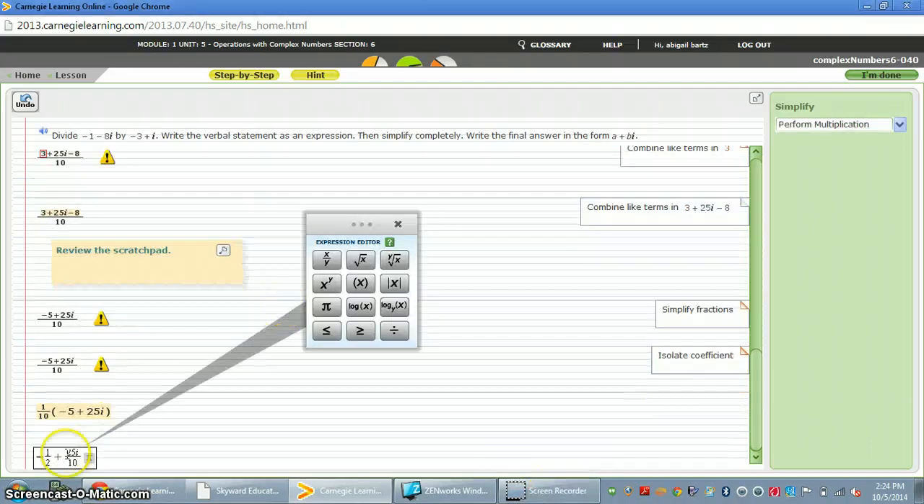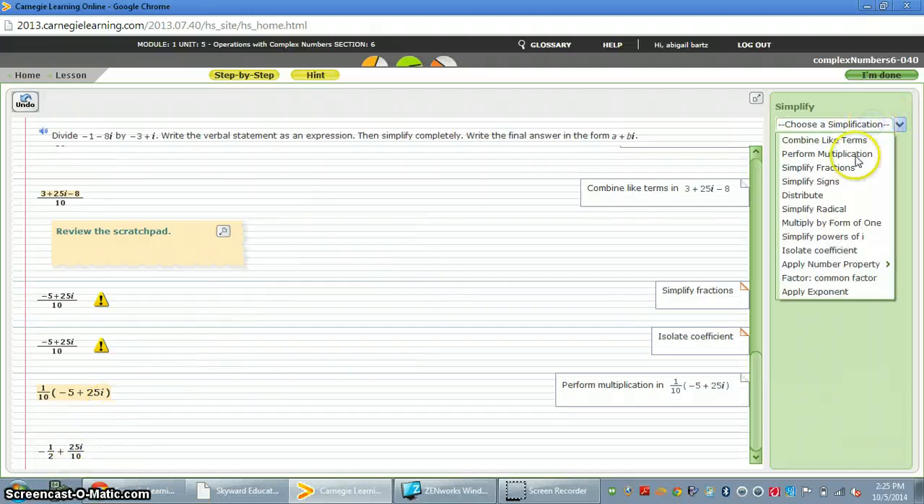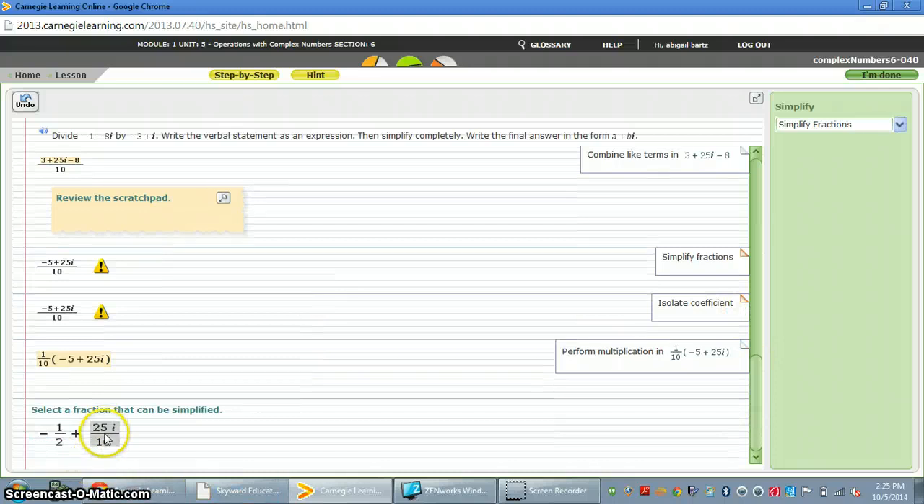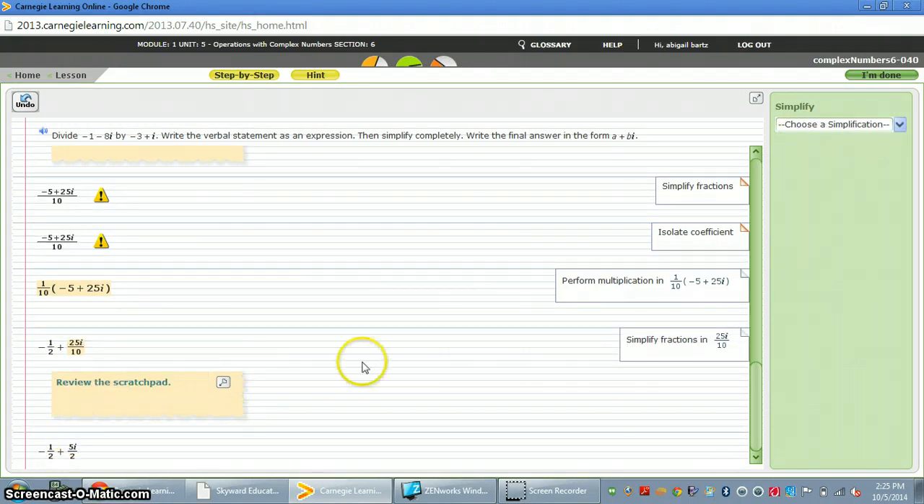So like I said, there's multiple things that we can go through and do, and I'm choosing to perform multiplication. So I know that if I multiply this times 5, I'm going to get negative 1/2, and if I multiply this, I'm going to get 25 over 10. And then the last thing I'm going to do is, now I can simplify my fraction. I can't simplify the negative 1/2, but I can simplify this one, because 25 and 10 are both divisible by 5. So I would get 5 over 2. Now it's written in the form a plus bi, and I am done.